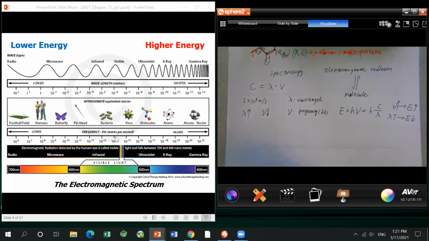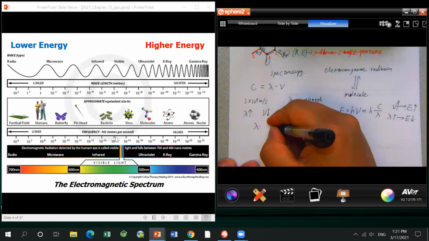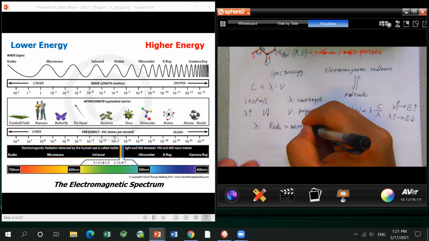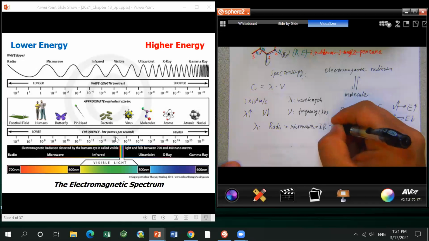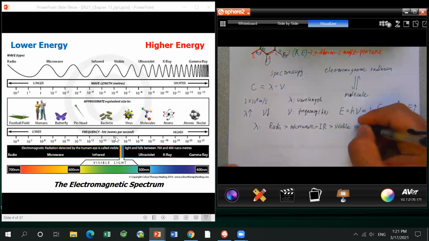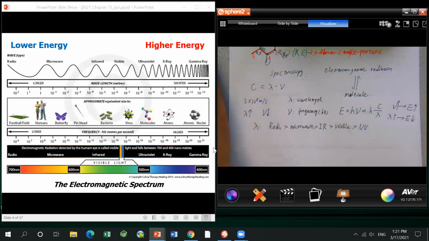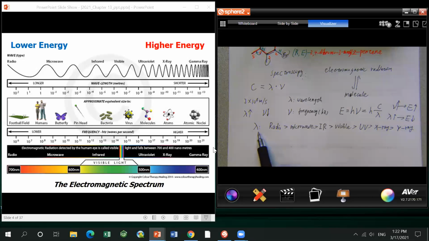And for you guys, just try to remember their wavelength rank, or maybe frequency rank. The lowest frequency is radio, followed by microwave, and then infrared, which I label as IR, followed by the visible region, and then ultraviolet, labeled as UV. Next is X-ray, and also gamma ray. So that's the wavelength ranking from long to short.